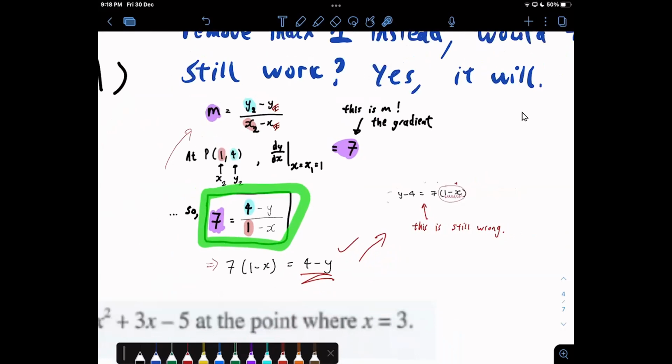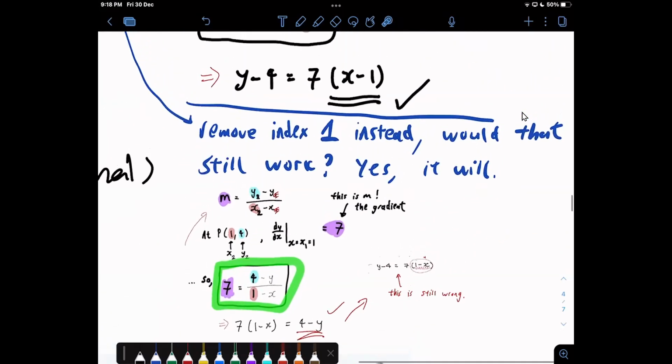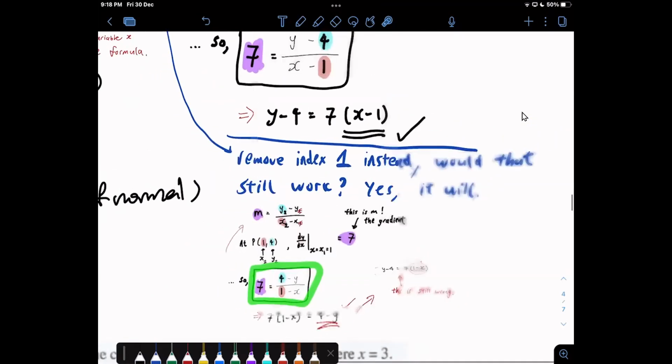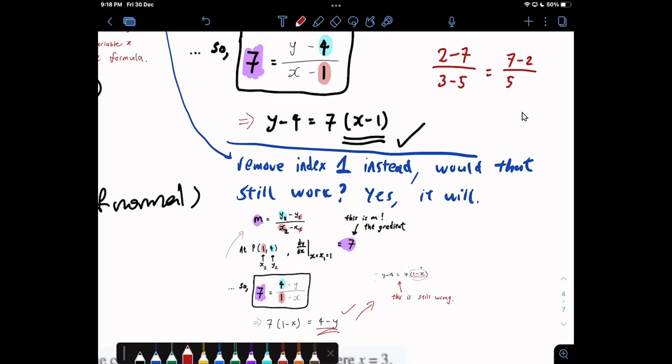Take a look, compare and contrast with the previous guy. Previously it was y minus 4 over x minus 1. Now it's 4 minus y over 1 minus x. Can you see that they are the same? It's a bit like 2 minus 7 over 3 minus 5 is equivalent to 7 minus 2 over 5 minus 3, because you can factor out negative 1 from the top.